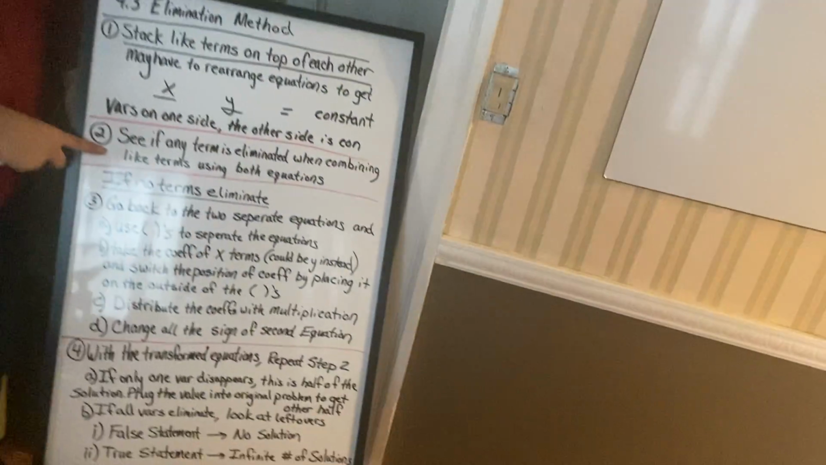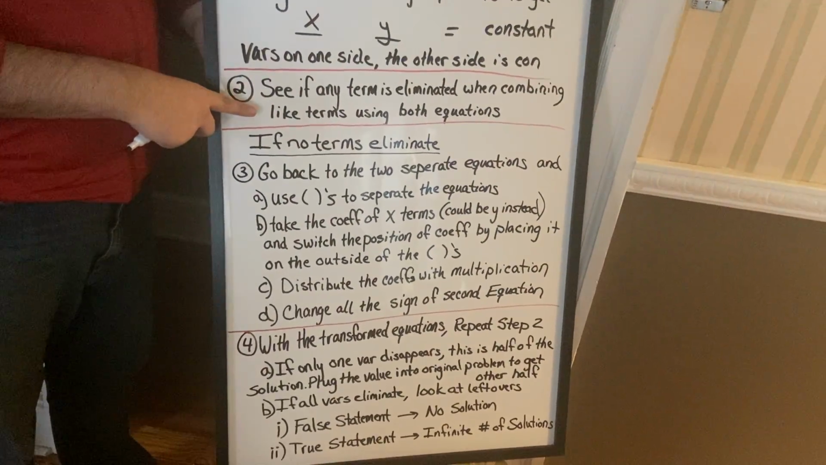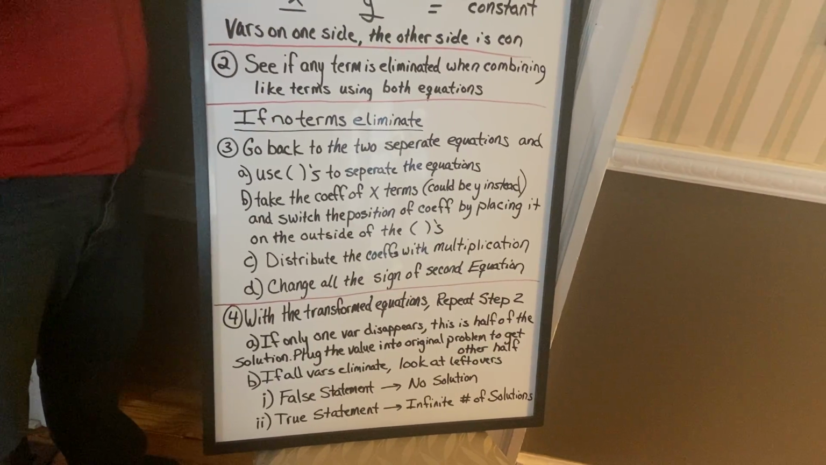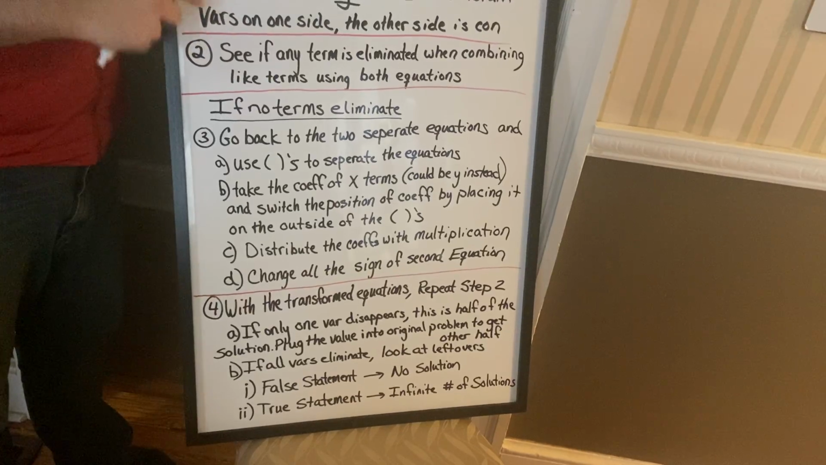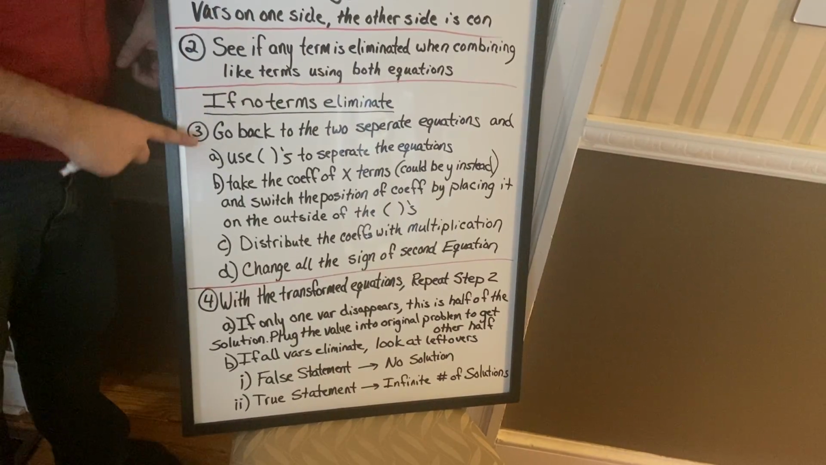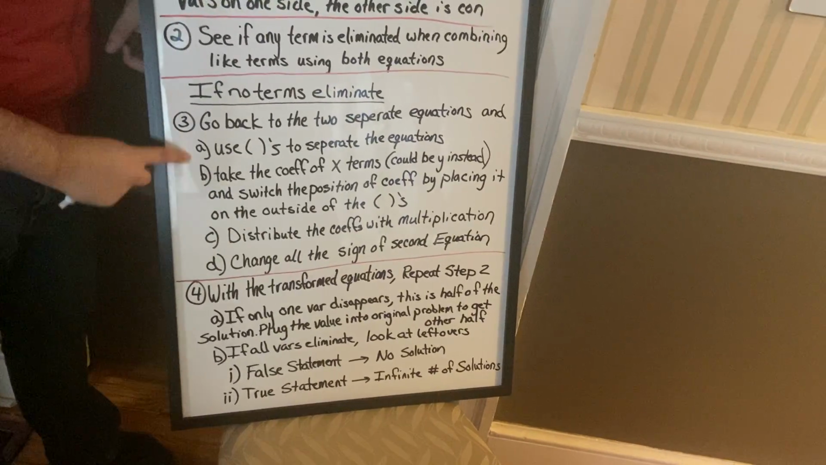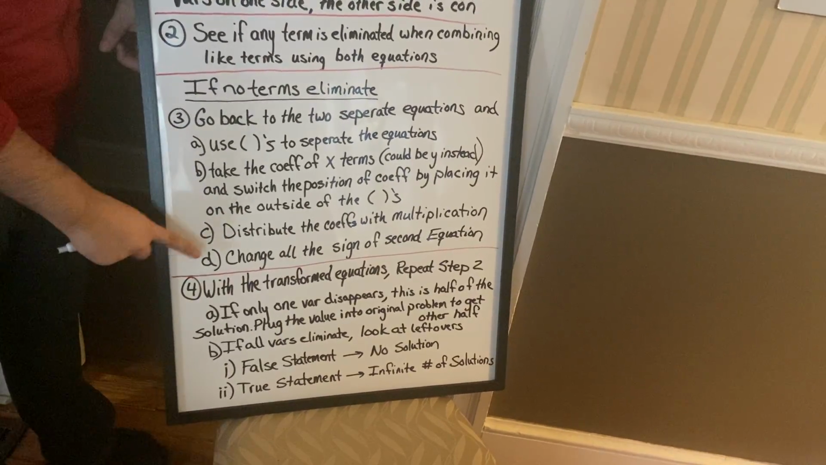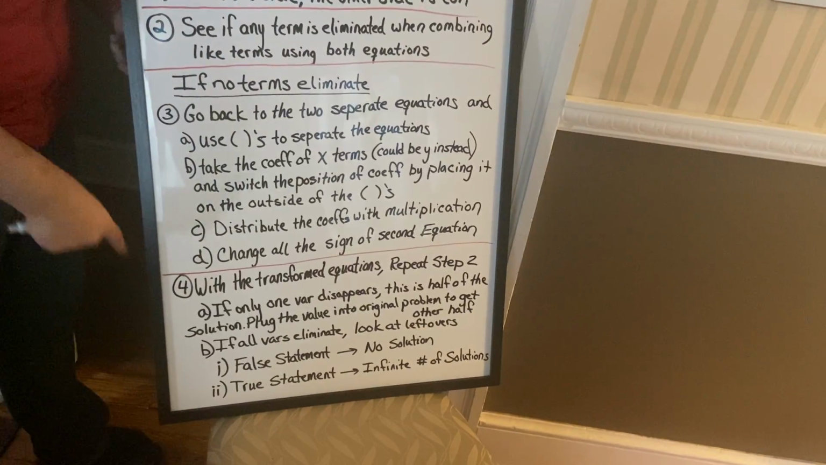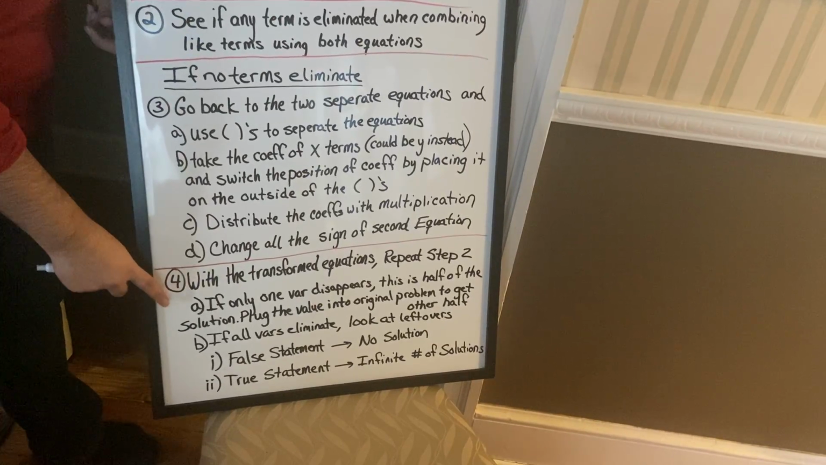The next thing that you're going to do is see if any terms get eliminated when combining like terms. You're using both equations, so you're going to work down the column to see if anything eliminates. If nothing eliminates, that's where it gets tricky. We have to do this transformation. By doing this transformation, A through D, then you will have like terms eliminate. Now you might have just one term that eliminates, or you might have two terms that eliminate.